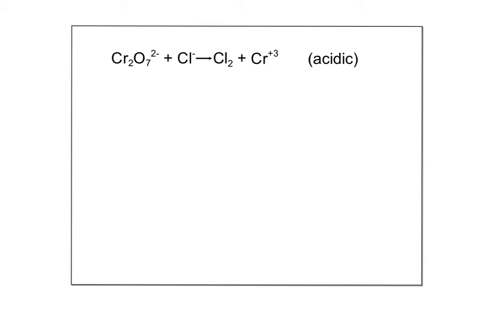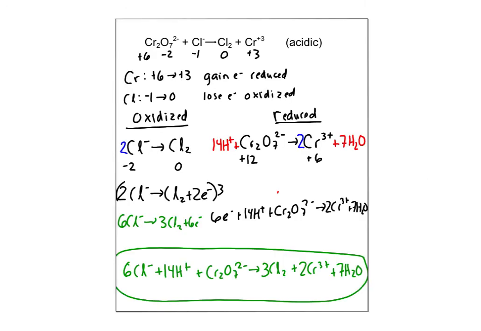And then figure out your charges, add electrons, and then multiply to try to cancel your electrons and put it all back together. Set a timer for yourself for 3 minutes, and the answer will be up in 3, 2, 1. All right, so I got that the chromium was reduced and the chlorine was oxidized. So here's my oxidation half reaction.